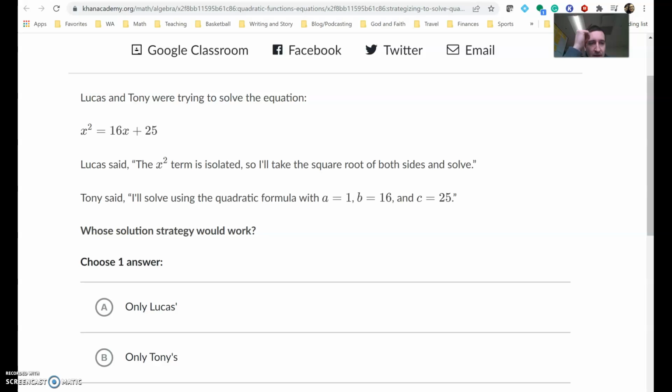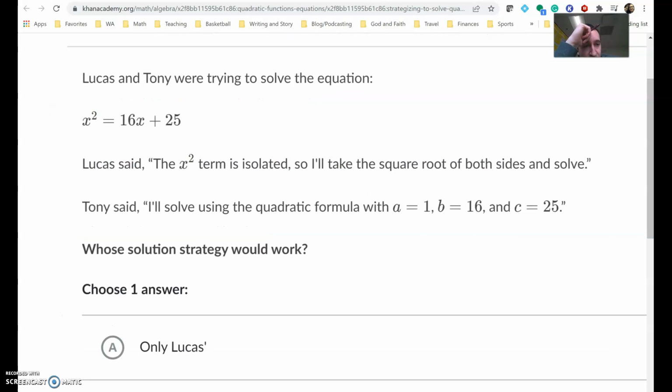I love these questions. Lucas and Tony are trying to solve this equation. Okay, look at it, everybody. This is perfect. This is just like the test where it doesn't tell you exactly what form to use. You have to figure out what form you want to use. X squared equals 16x plus 25. Lucas says that the x squared term is isolated, so I'll take the square root of both sides and solve. Tony says, I'm going to solve using the quadratic formula. I'm going to make my a be 1, my b be 16, and my c 25. Which strategy would work?